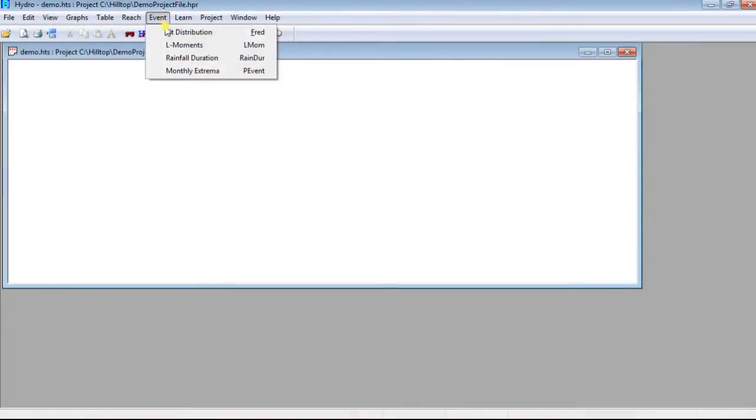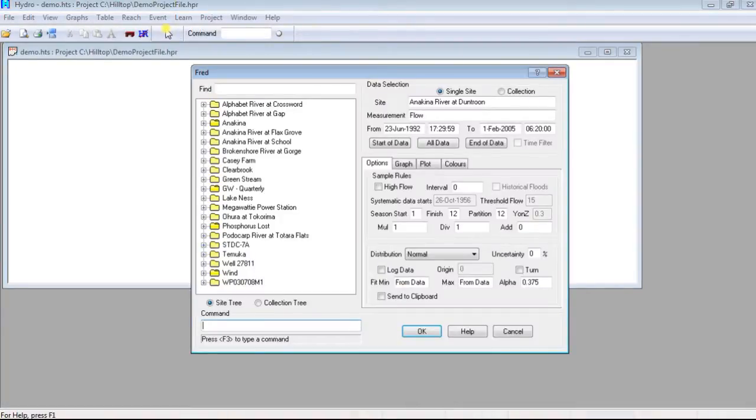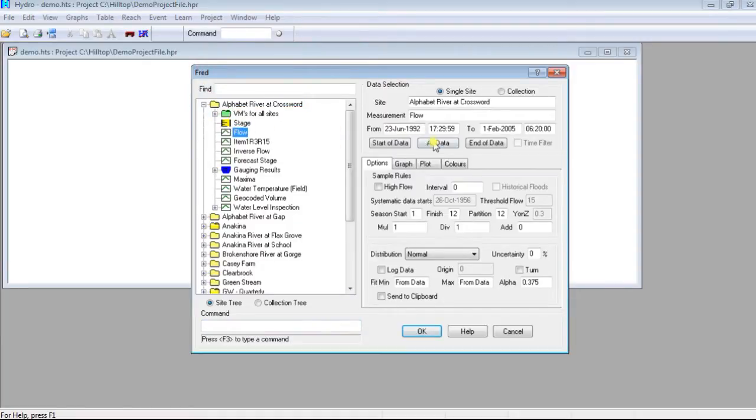We go to Event, Fit Distribution. I want to look at flow at the Alphabet River and use all data. I want to look at low flows, so I need to use a retrieval interval to avoid any noise interfering with my results. I want Event to read the data across the whole year and produce one sample per year, so that's all correct. And I don't want a linear transformation. When I ran the L moments process on this data, it suggested a Gumbel distribution, so I'll select that.